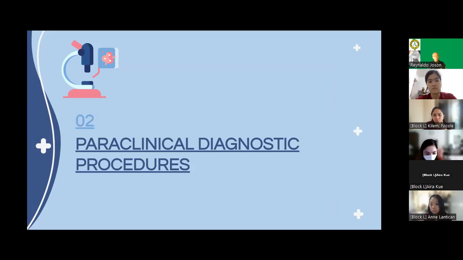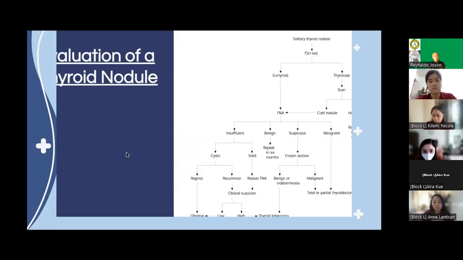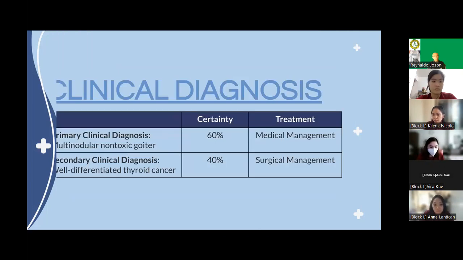Good morning po, sir. I'm Kate po. I will be discussing about the paraclinical diagnostic procedures po. Okay. So first po, I will first restate po our clinical diagnosis. So next slide, please. Okay, so our primary clinical diagnosis, as discussed by Anne, is multinodular non-toxic goiter. And our secondary clinical diagnosis is well-differentiated thyroid malignancy.